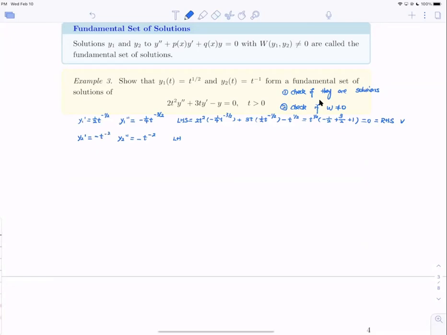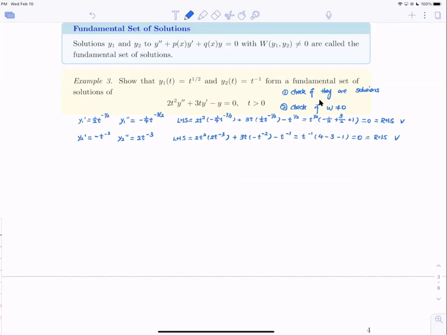To the negative 2. And this is 2t to the negative 3. Yeah, and the left hand side equals 2t to the negative 3 plus 3t to the negative 2 minus y, which is t to the negative 1. So that equals t to the negative 1 times (4 minus 3 minus 1), which equals 0. And that's the right hand side. So we check those two are indeed solutions of the ODE.